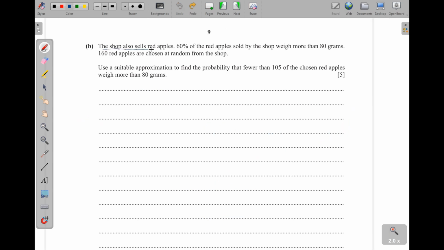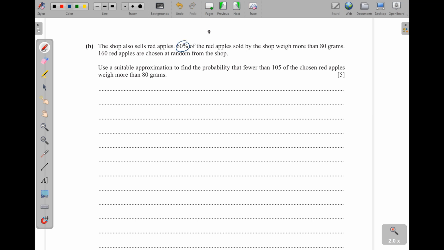Part B, the shop also sells red apples. 60% of the red apples sold by the shop weigh more than 80 grams. 160 red apples are chosen at random from the shop. Use a suitable approximation to find the probability that fewer than 105 of the chosen red apples weigh more than 80 grams.